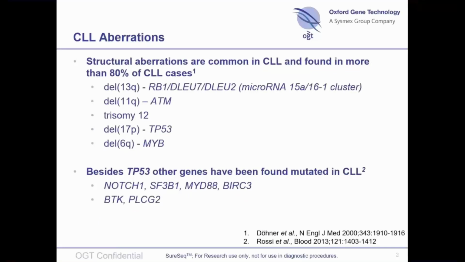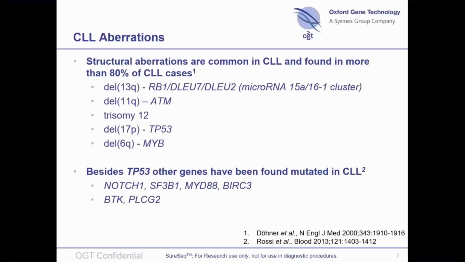If we focus on CNVs alone, we can see how important it is to investigate CNVs in CLL, as they're very common, being found in over 80% of CLL cases. The most common CNVs are deletions in 13q, covering the RB1 and DLEU genes, including DLEU2, which harbors a microRNA cluster, miR-15a/16, important in CLL as well. The other four CNVs found in CLL completing the top 5 of most common CNVs in order of frequency are 11q deletions covering ATM, trisomy 12, 17p deletions covering TP53, and 6q deletions covering MYB.